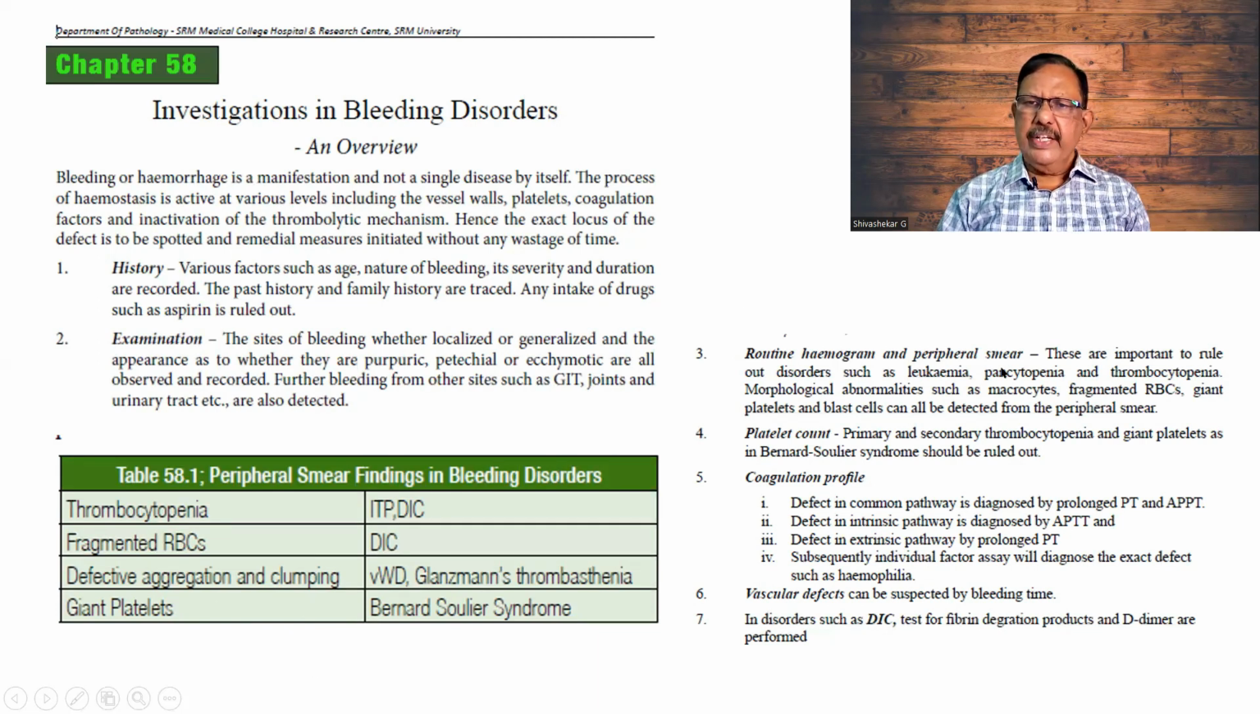The routine investigations will be the hemogram, that is a complete blood count and peripheral smear. Platelet count, obviously you will have to do. Coagulation profile, and in this, you will have to do the PT and PTT. These are the things that you will be reading up. I have given a table at the end. I would like you to learn it by heart.